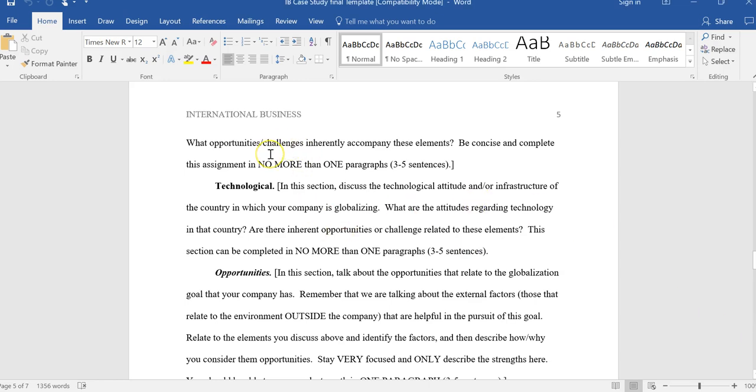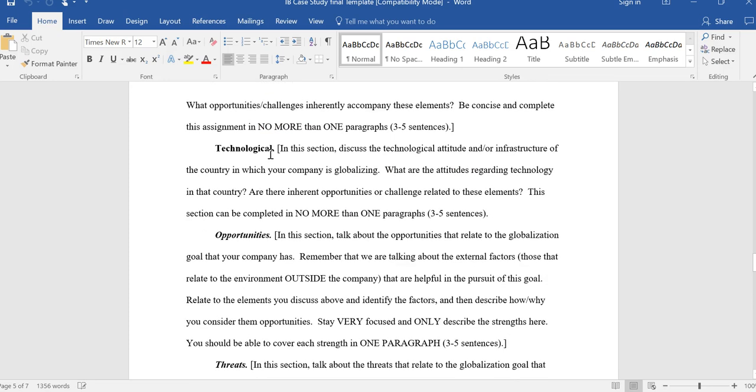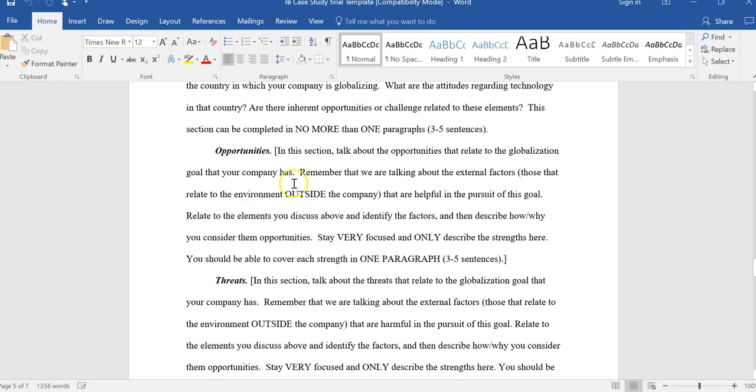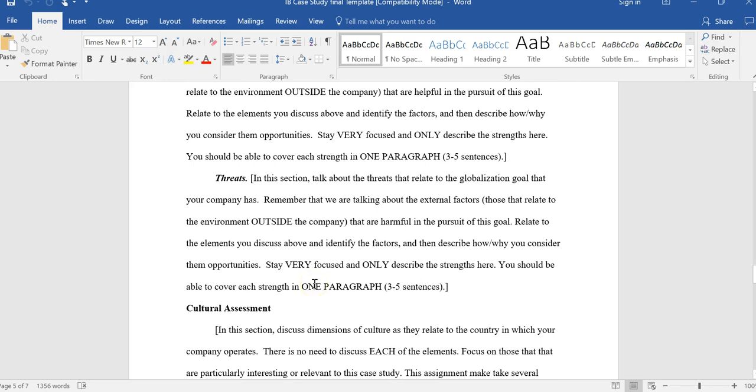So once you've looked at these 4 elements, things that are outside of the company that are either good or bad for their globalization efforts, then you're going to summarize them right here. The opportunities are those things outside of the company that are good and helpful in their pursuit of the goal. And the threats are those things outside of the company and harmful in their pursuit of that globalization goal. Once you get to the end of the threats, that's it.